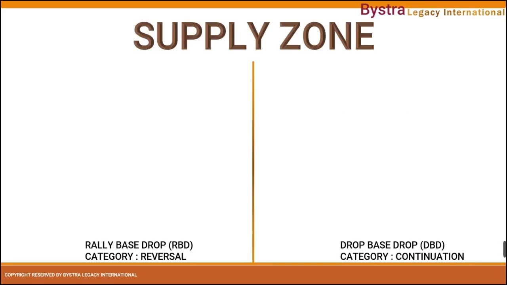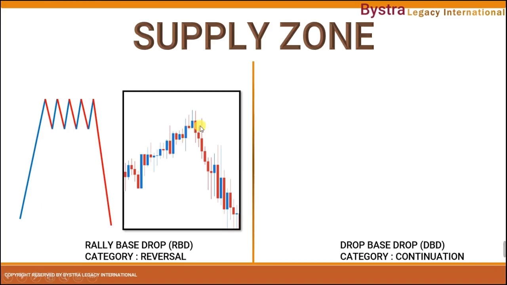Okay, let's have a look at the supply zone. As we know, there are 2 types of supply zone, which are the rally base drop and the drop base drop. Let's have a look at the rally base drop. The rally base drop would have a pattern similar to this. This is a base area. If we look at the candlestick chart, here is the rally base drop. I'm going to mark the zone like this. So this is our base, rally base drop. Same goes here. Here is the rally base. This blue color is the base and then price drops.